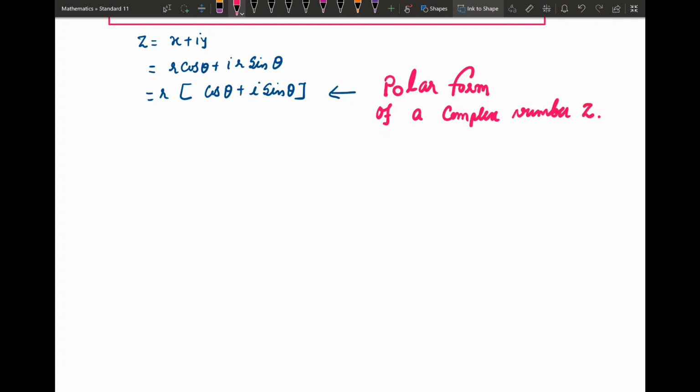So in the case of finding polar form, we only have to find modulus r and principal value of argument theta. So simply substitute the values of r and theta in the form z equal to r into bracket cos theta plus i sin theta. That form will be the polar form of a given complex number.